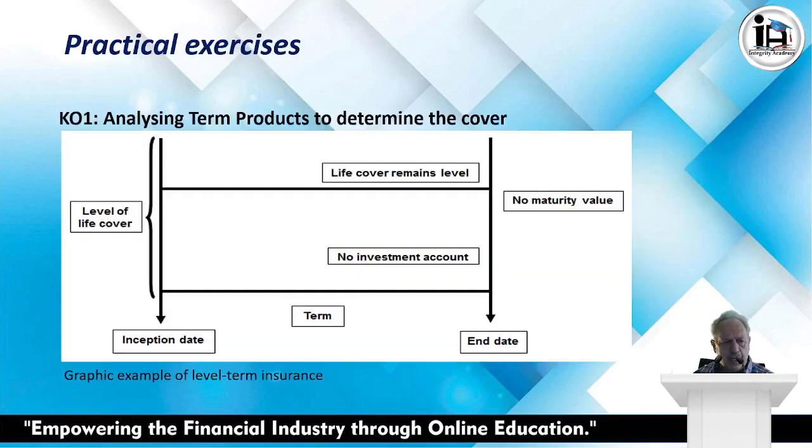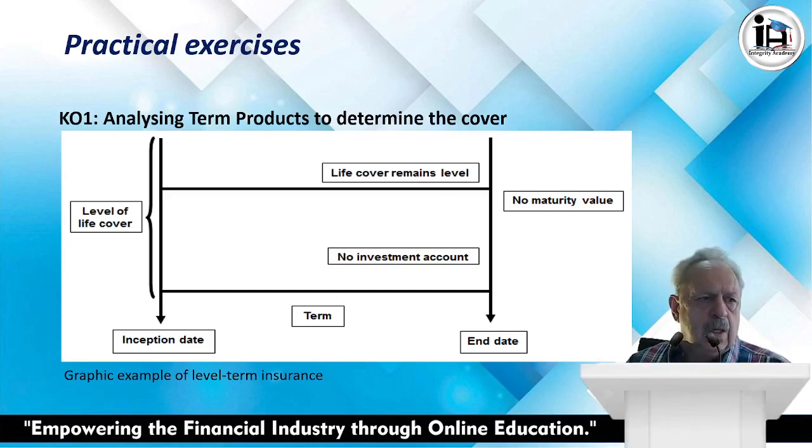Now let's look at a diagram of such a policy. You'll see that you've got a fixed term there starting at a point and ending at a point. Then you provide a level of cover. Let's say the client needs 100,000 cover. So that cover will then be available from the inception date to the end date for that specific period. Let's say that the term is 10 years. So for a 10-year period, it will then provide 100,000 cover.